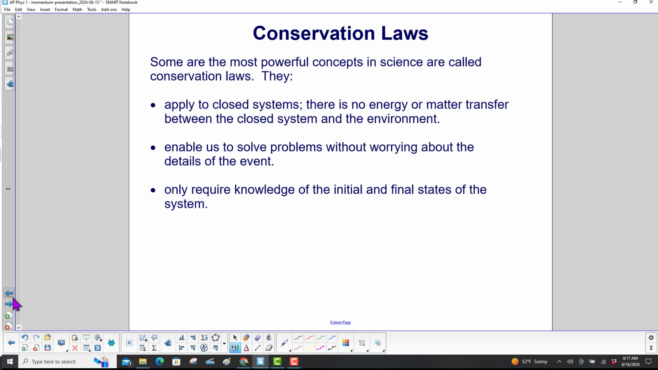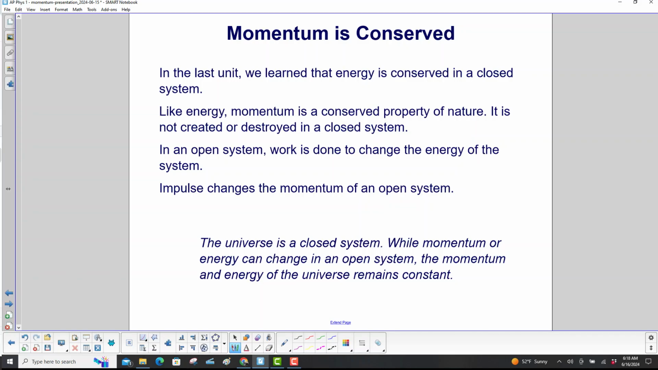They enable us to solve problems without worrying about the details of the event. They only require knowledge of the initial and final states of the system. In the last unit, we learned that energy is conserved in a closed system. Like energy, momentum is a conserved property of nature. It is not created or destroyed in a closed system.